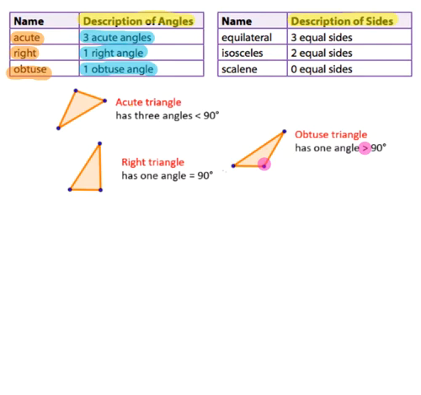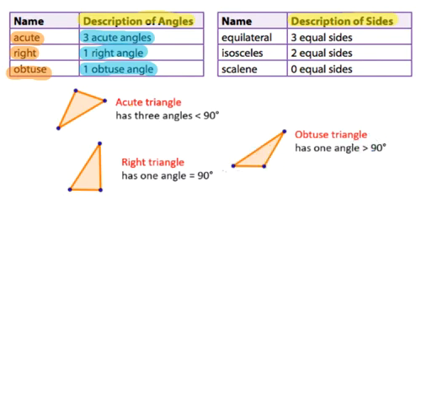So, we know that an acute triangle has 3 angles that are less than 90 degrees. A right triangle has 1 angle that is equivalent to 90 degrees, and an obtuse triangle has 1 angle that is greater than 90 degrees. All right, so that's how we would describe our triangles using their angles.